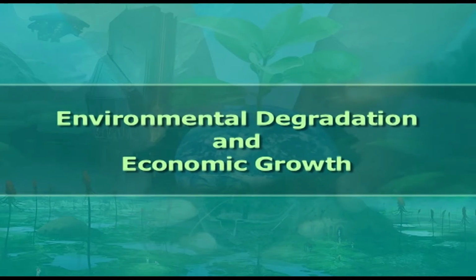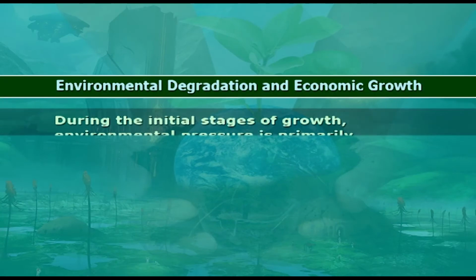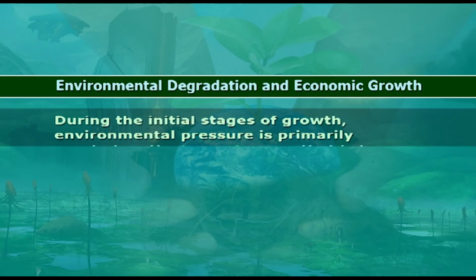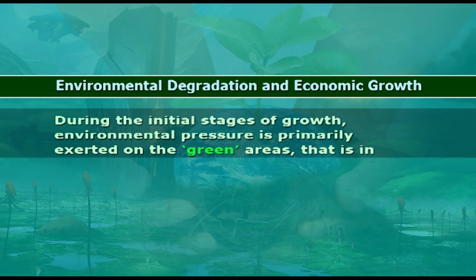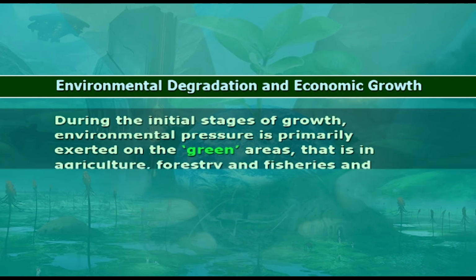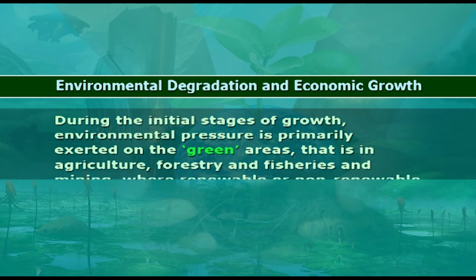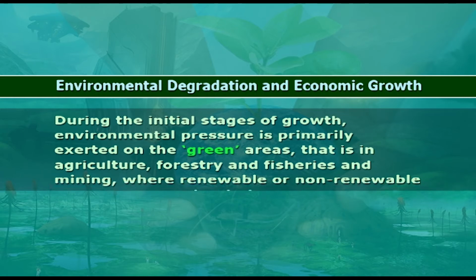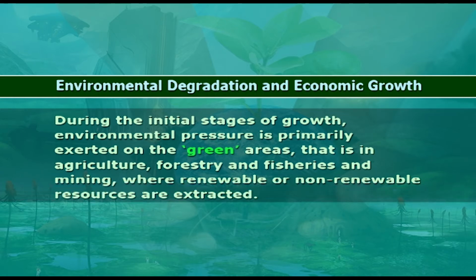Now friends, let us have a look at environmental degradation and economic growth. The process of growth and increasing production usually demands greater use of resources. This could be damaging to the environment in different ways. During the initial stages of growth, environmental pressure is primarily exerted on the green areas, that is, in agriculture, forestry, fisheries and mining, where renewable or non-renewable resources are extracted.